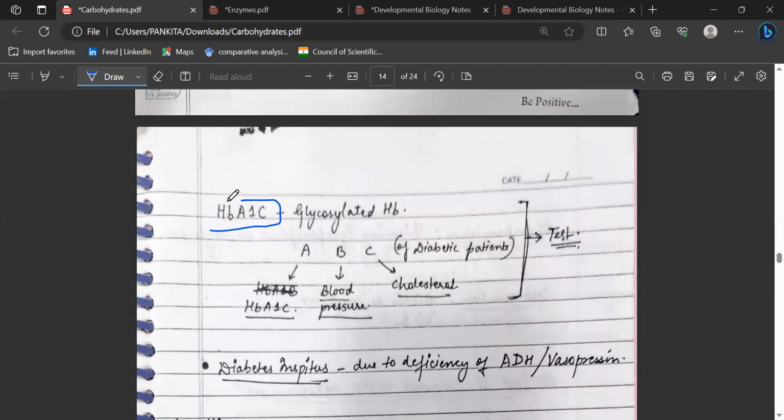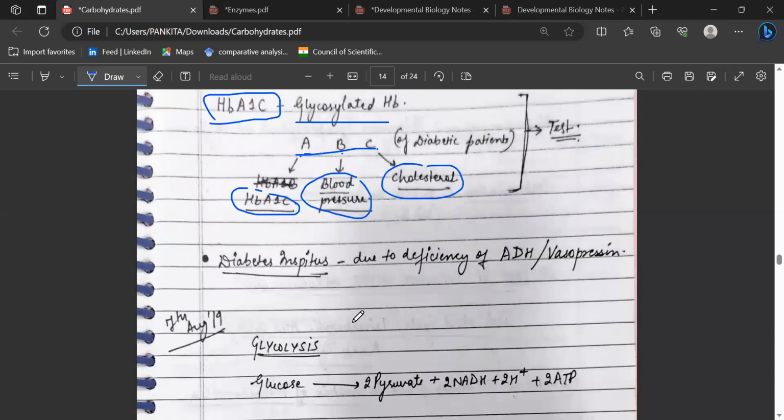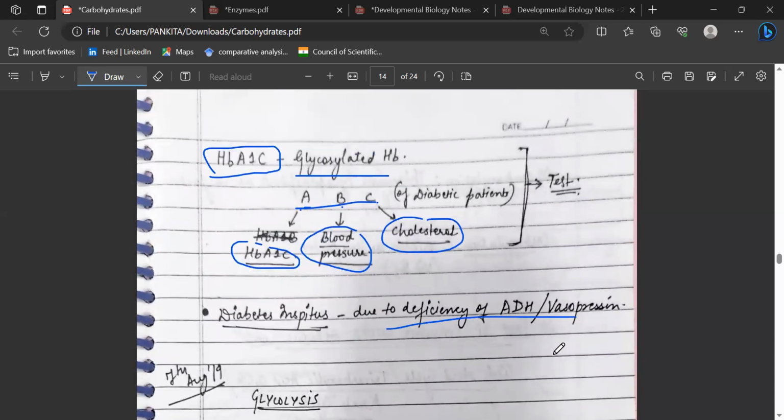Then HbA1c is basically a test for diabetes. It represents glycosylated hemoglobin, in which three tests are done for a diabetes patient: A, B, and C. A is the HbA1c, where we find out the HbA1c value, which is basically glycosylated hemoglobin. B is for blood pressure, and C is for cholesterol. Diabetes insipidus occurs due to the deficiency of ADH, antidiuretic hormone, which is also known as vasopressin.